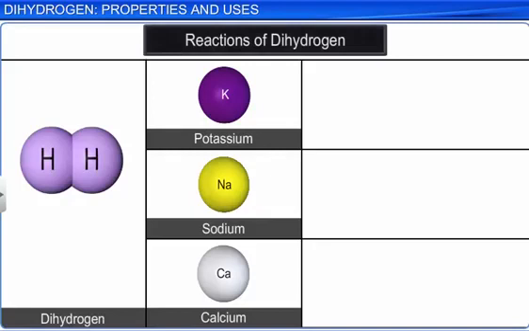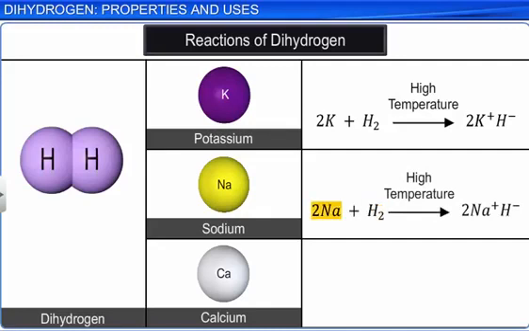Dihydrogen gas at high temperatures reacts with highly electropositive metals such as potassium, sodium, and calcium. It combines to form their respective hydrides. In these hydrides, hydrogen exhibits an oxidation state of -1. For example, dihydrogen reacts with sodium to form sodium hydride. Similarly, hydrogen reacts with calcium to form calcium hydride.